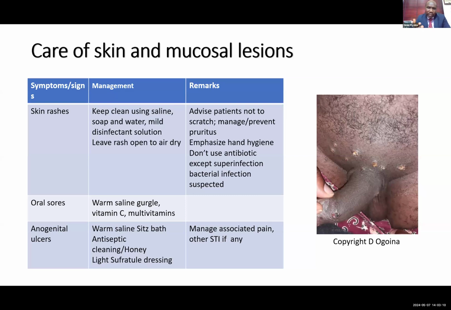Of course, anogenital ulcers can be very distressful. That prior picture I showed of that young lady that had vaginal lesions that progressed to ulcers. She had sitz baths, and of course, she also has secondary bacterial infection, which we'll discuss in the next slide. She also received antibacterial agents. It's important that you manage pain and other sexually transmitted infections for patients that have genital lesions. Next slide.